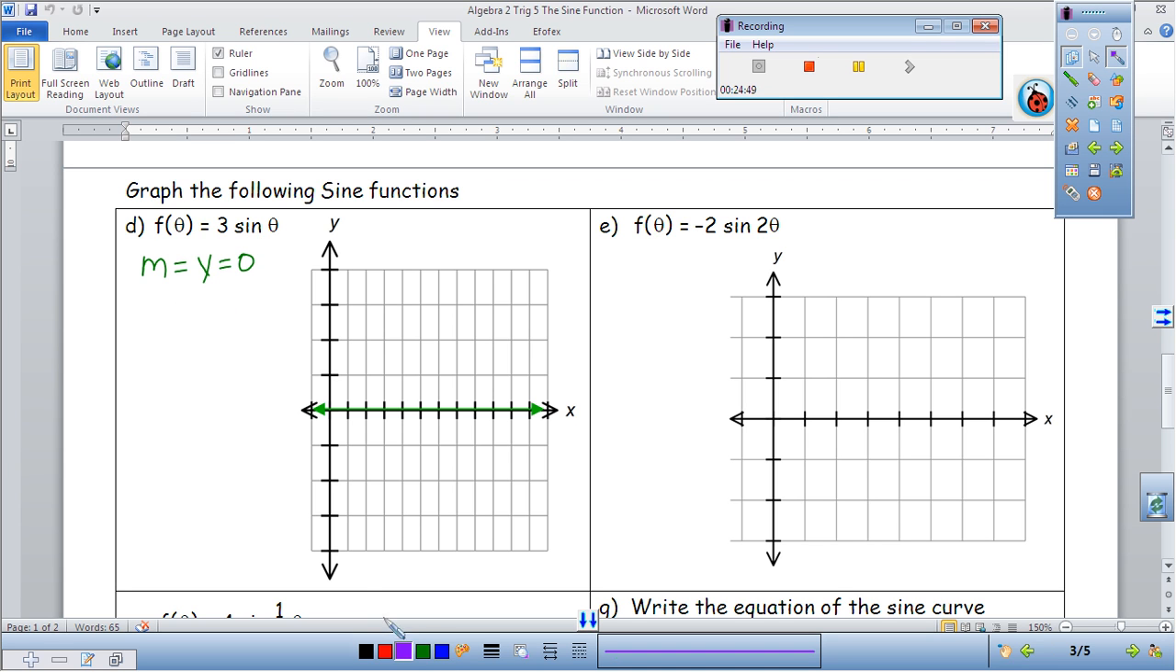Then you want the amplitude, which is 3. So that's how high and how low it's going to go. So here's 1, here's 2, here's 3. It's going to go down also to negative 3 then. Negative 1, negative 2, negative 3. Any questions?